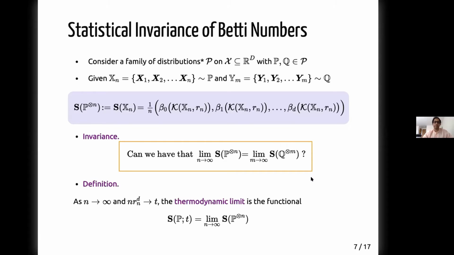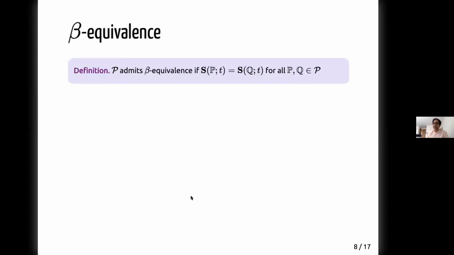So, as the number of samples goes to infinity in the thermodynamic regime, we define this quantity, the thermodynamic limit, where T is the thermodynamic limit. And this is a statistical functional. We say that the family of distributions admits Betti equivalence if this thermodynamic limit is identical for all distributions that belong to this family.